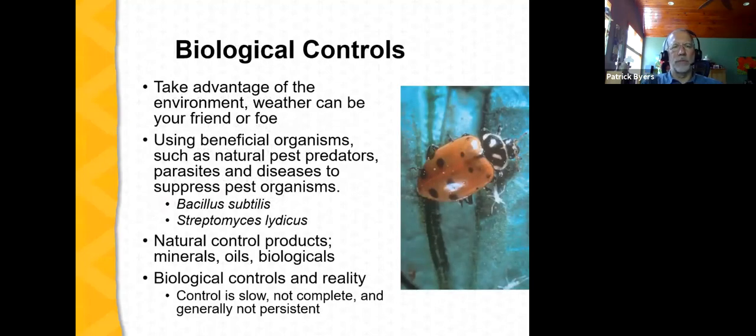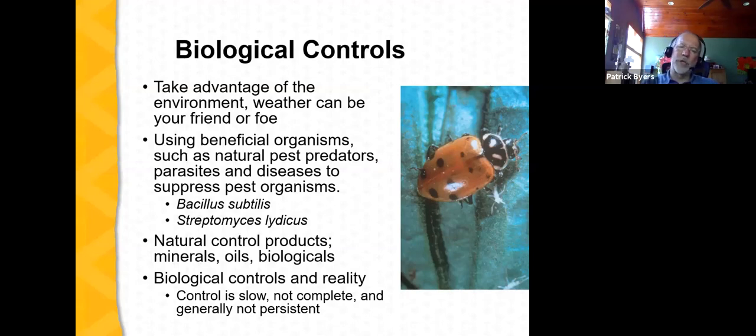So biological control, again, taking advantage of the environment and the organisms that are present in the environment. In some cases, these are naturally occurring. For example, there are two organisms, Bacillus subtilis and Streptomyces lydicus, which are bacteria that actually can combat plant pathogenic bacteria and fungi. And so using these in a preemptive way, you can actually establish populations of these organisms on plants. And then they will make the environment less suitable for pathogenic bacteria and fungi to take hold. We also have natural control products based upon minerals, oils, and biologicals that can be applied to plants.